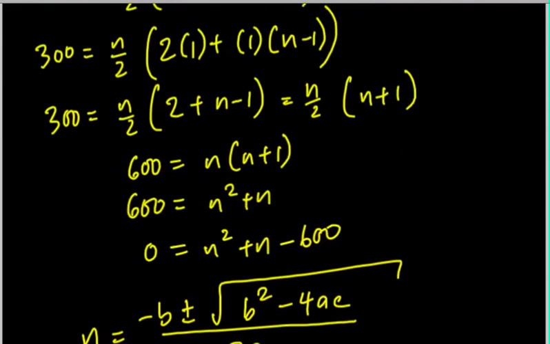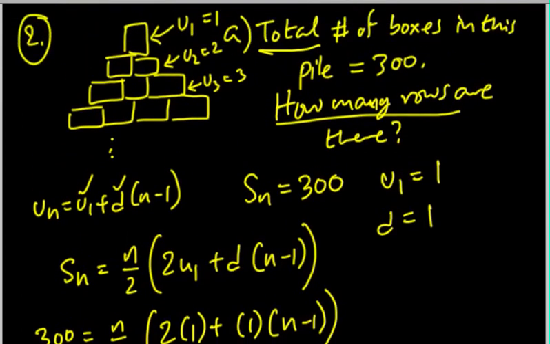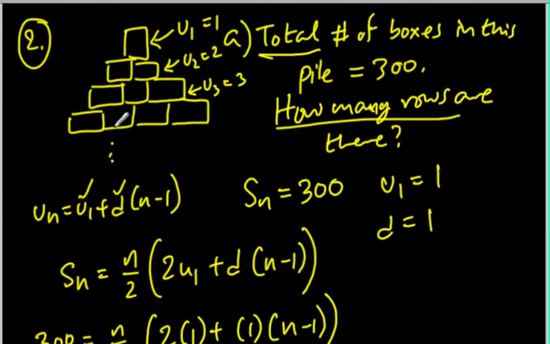What this means is if we stack 24 rows of these piles or boxes, and we add them up and count the number of boxes in total, we will have 300 boxes. So that's basically how you can use the series formula to figure out the number of rows. So that was part A.